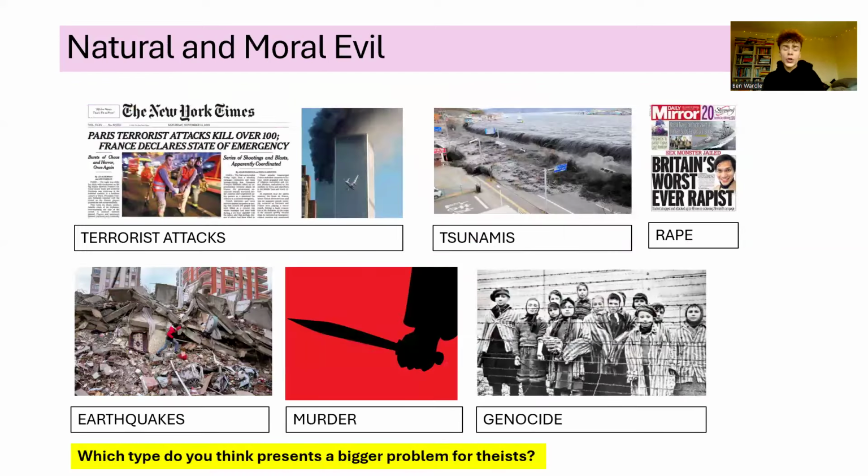Now, when we are talking about the problem of evil, we need to always remember that there are two types. We've got natural evil and then moral evil. So I've put some examples of each on the screen here, if you'd like to categorize them, just to make sure we're really confident with those two concepts. And as we do that, I want you to think, which type presents a bigger problem for a theist? So do you think it is natural evil or moral evil? Our examples of natural evil here are tsunamis and earthquakes, whereas moral evil is the terror attacks, rape, murder, and genocide. So which is a bigger problem?